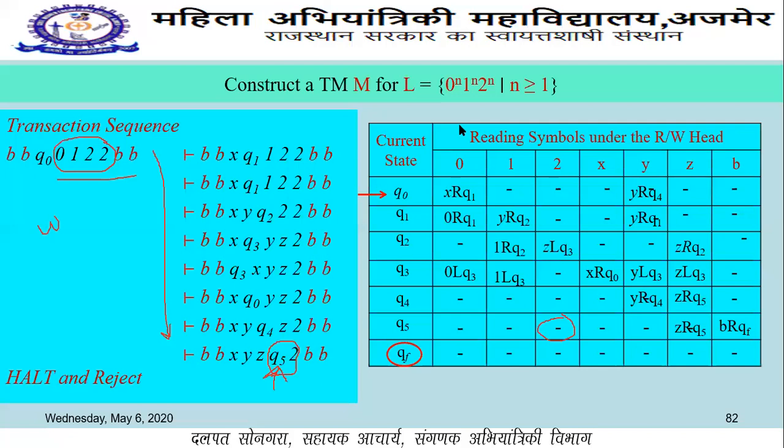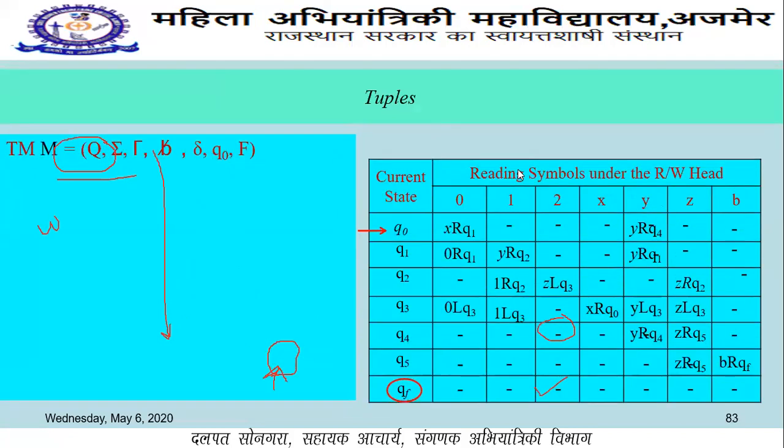So finally our answer is this Turing machine, this transition table. Next we discuss the tuples required to design this Turing machine. According to this transition table, we design the tuples. So those tuples are these.